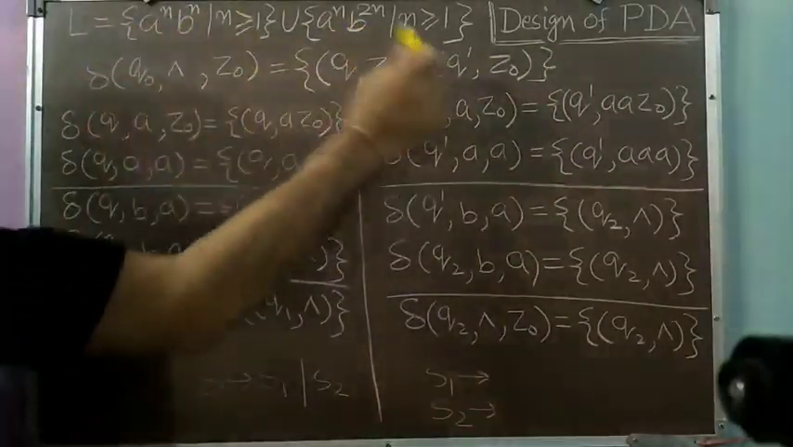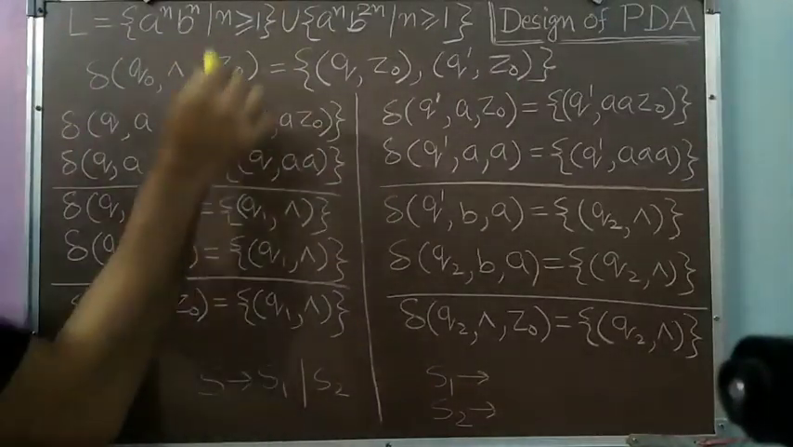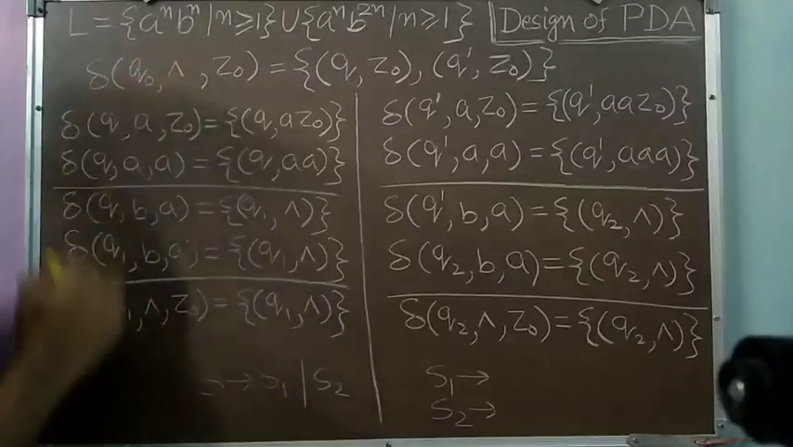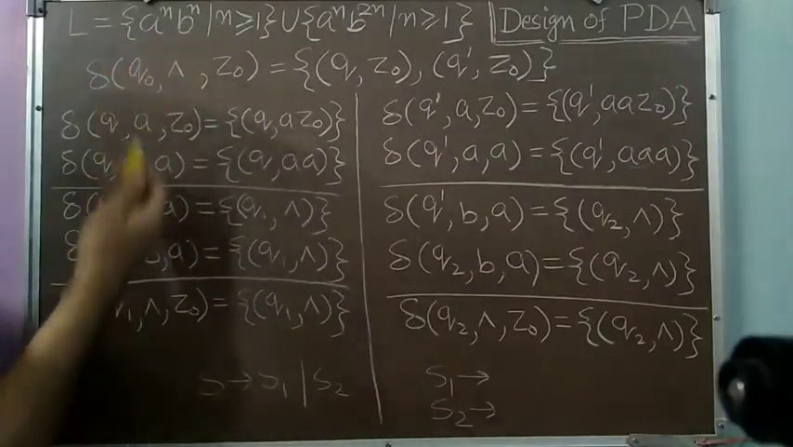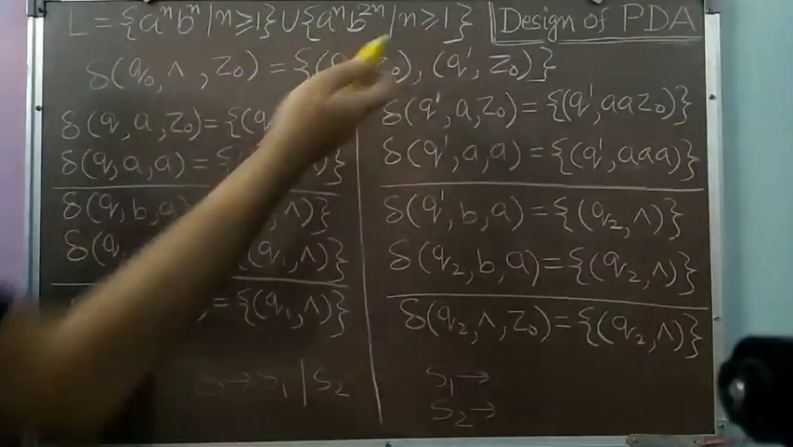What will be the effect of this transition? Because it is a null transition, I am not taking anything from the input, and I will always be using this null transition at the start. In the start state Q0, I do not have any other transition written for the situation of Q0 and Z0, so I am bound to take this transition.